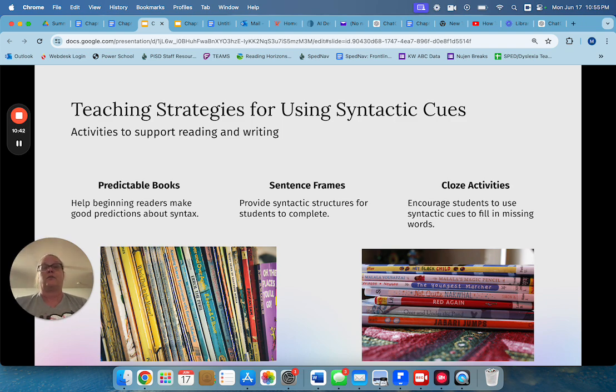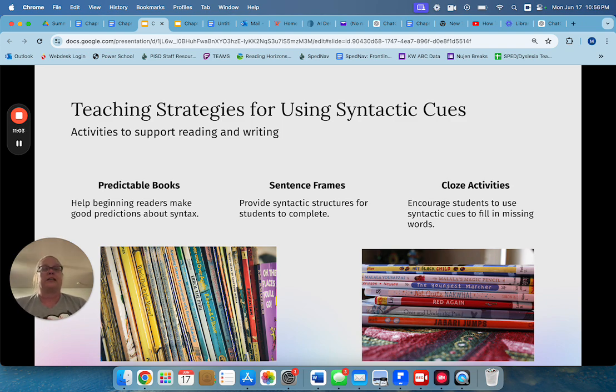And then we also have sentence frames, and these are providing the syntactic structure for students to complete sentences. So you may give them the beginning of the sentence, and they need to finish it with the rest of the sentence, helping them learn those syntactic structures better.